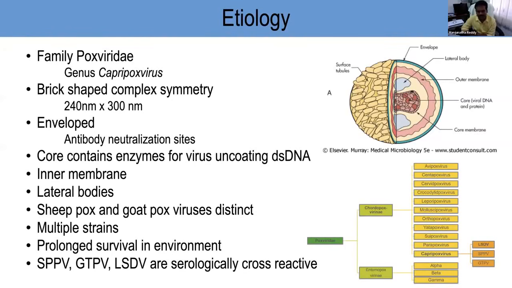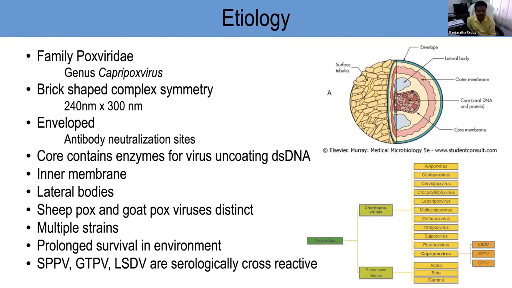It is an enveloped virus. Because of this envelope, it gives protection to the virus also, and it can easily be disinfected, or we can kill the virus if you target the envelope. Genomically, or at the level of genes, we can differentiate sheep pox and goat pox. However, serologically, it is quite difficult to differentiate sheep and goat pox.